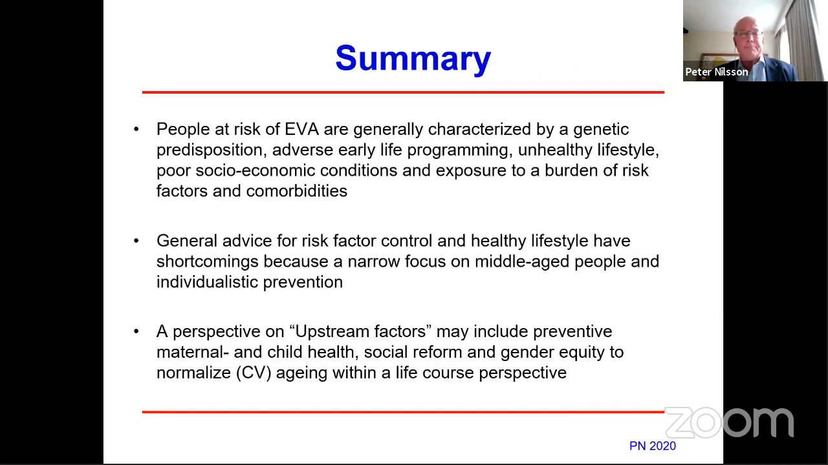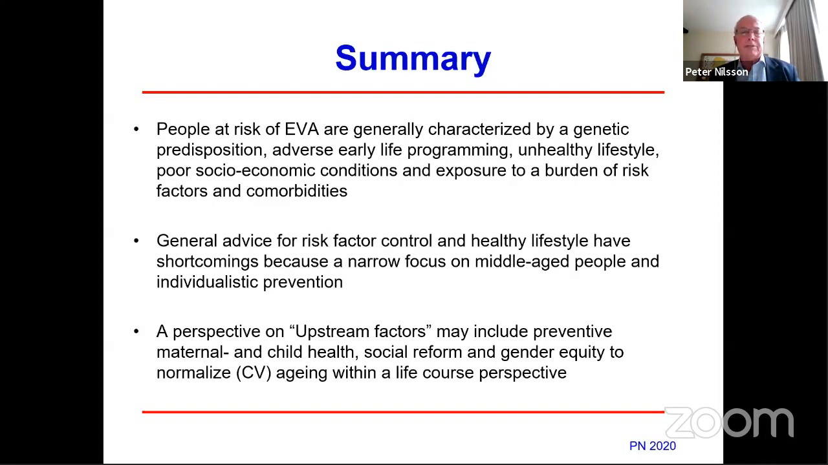So in summary, I told you about risk factors of EVA with genetic predisposition, adverse early life programming, unhealthy lifestyle, poor socioeconomic conditions, and exposure to burden of risk factors and comorbidities. This can be studied in many epidemiological studies, but we should also focus on the people escaping all these bad things in spite of risk factor burden, the supernova people or people from longevity populations.